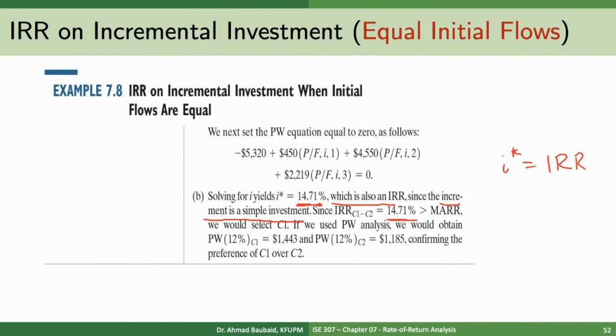Now, since this value here is greater than my MAR of 12%, therefore I'm going to select the first one, which is C1. And they're also saying that if you use present worth analysis, you're going to get the same decision. You compute the present worth at the MAR for C1, which is what we did in chapter 5. You compute it at the MAR for C2. You see that you accept C1. So our decision is consistent with the present worth criterion.